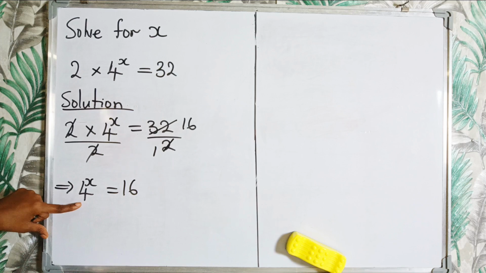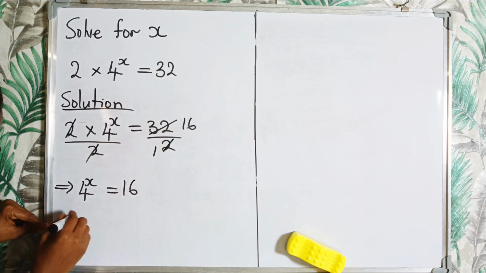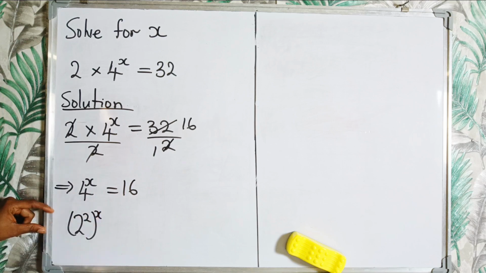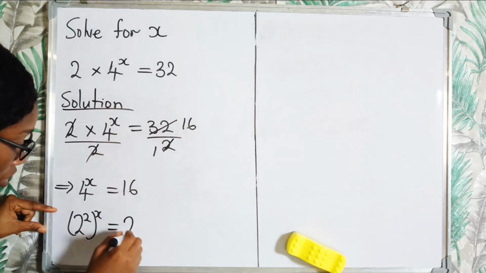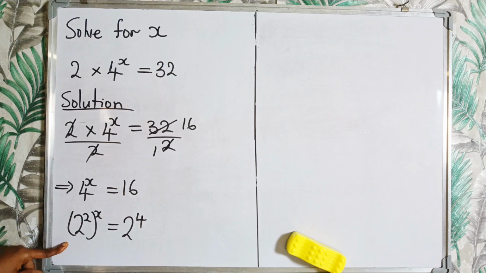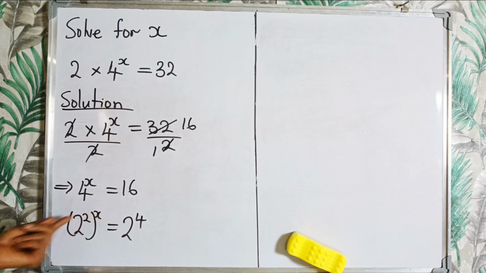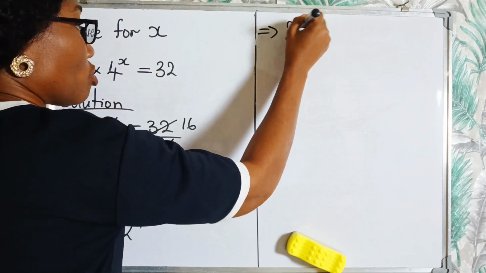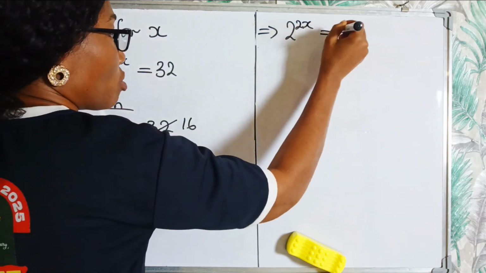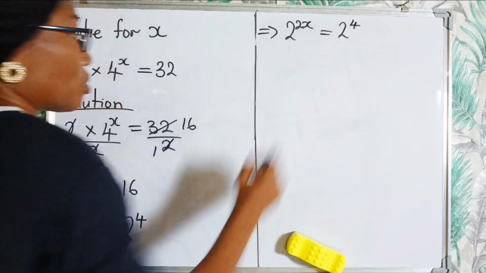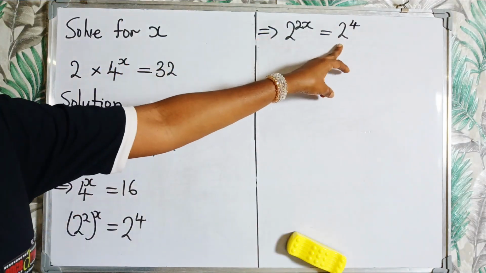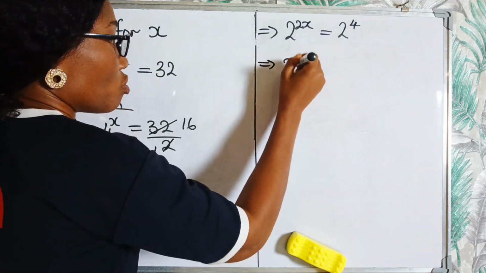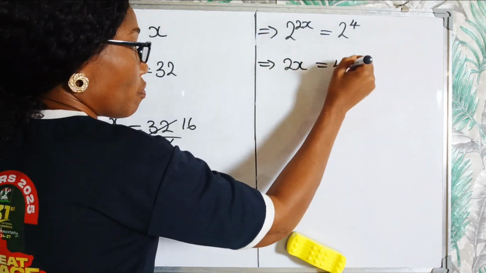We can express 4 as a base 2 to the power of 2 multiplied by x, and this is equal to 2 raised to the power 4. Okay, we are allowed to multiply this exponent. So here we are going to have 2 raised to the power 2x is equal to 2 raised to the power 4. Since the bases are the same, we can equate the powers. So here we are going to have 2x is equal to 4.